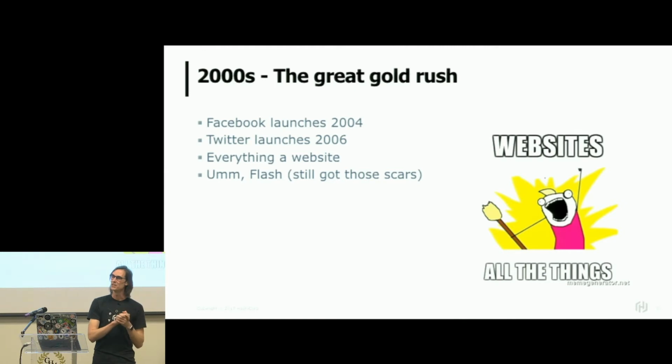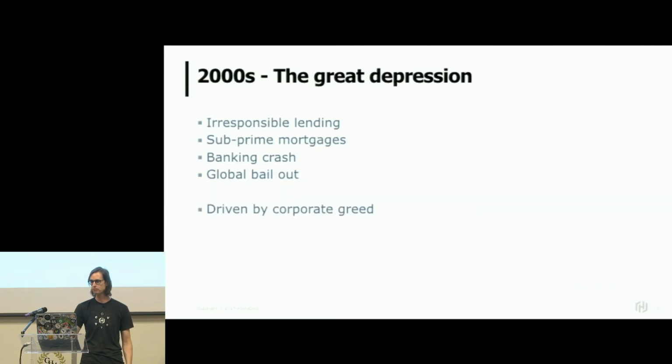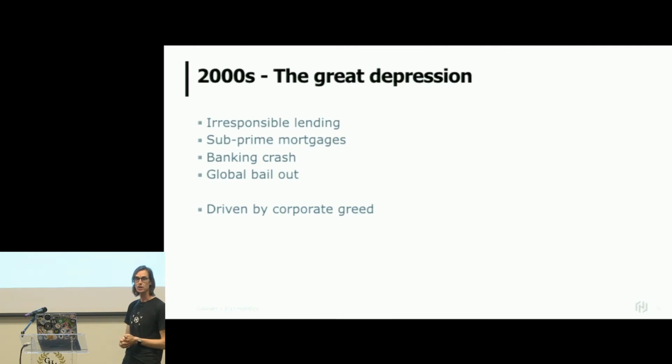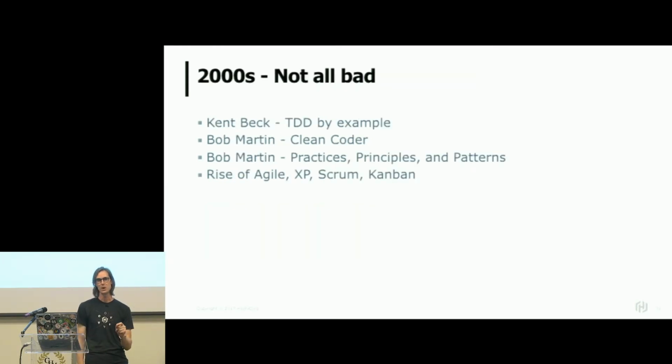the interesting thing is that these companies were actually starting to drive some of the patterns and the practices that we were all using. They were taking their learnings and making them outwardly open for people to consume. It wasn't all good. We had some irresponsible lending. We had subprime mortgages. We had a banking crash, a global bailout. All of that driven by corporate greed. But then we had some great stuff as well.